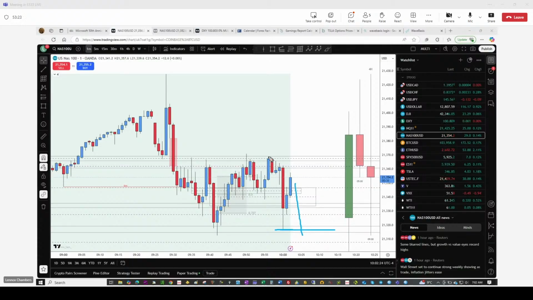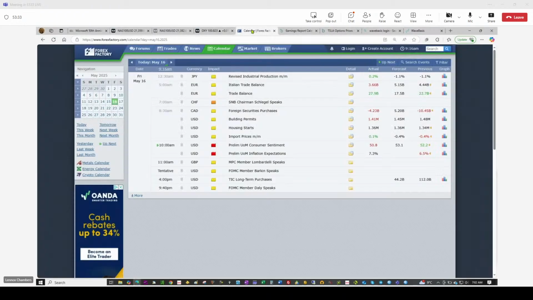So, Len, the red folder news you showed, investing.com doesn't count it as a red folder. What was the source you used? I'm using Forex Factory. Okay, thank you. Forexfactory.com. And they have it as consumer sentiment, red news, and inflation expectations, red news.